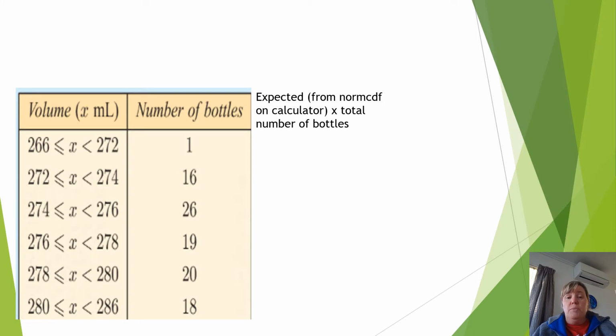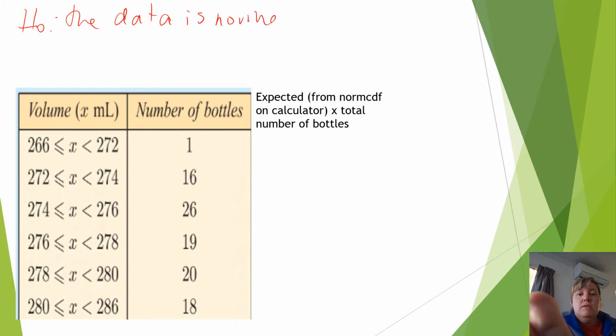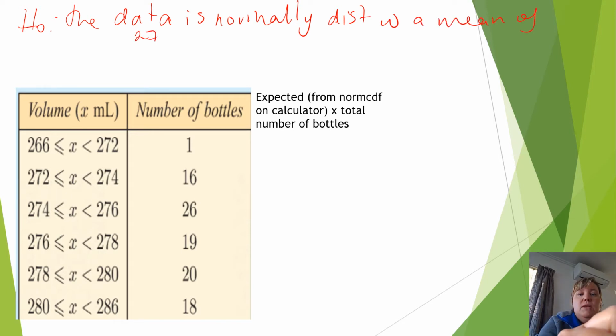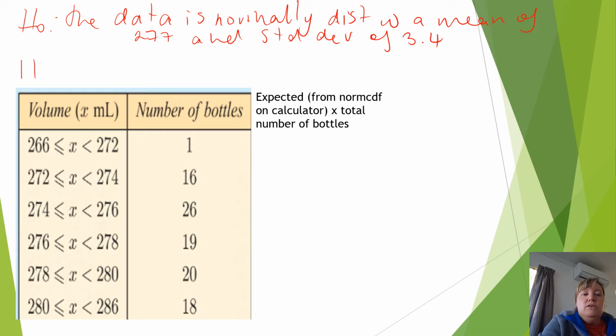All right, so our first job, now that we've got the table here, is to work out our null hypothesis, so H0. Basically, the null hypothesis says that the data is normally distributed with a mean of 277 and standard deviation of 3.4, and the alternative is the same wording but just says is not.